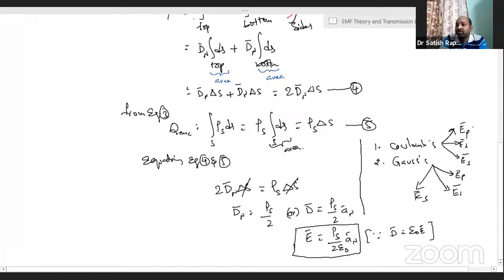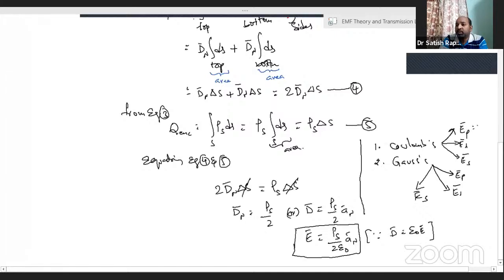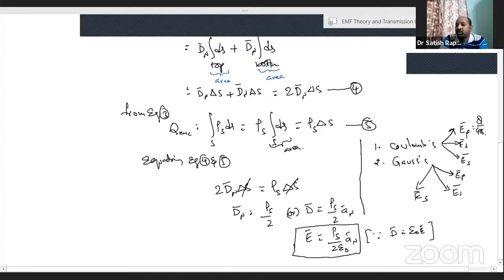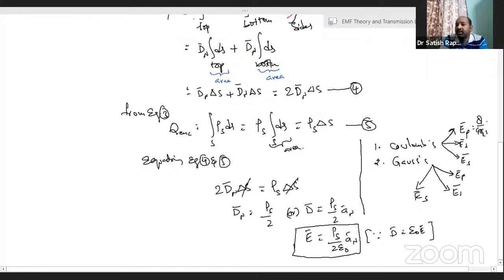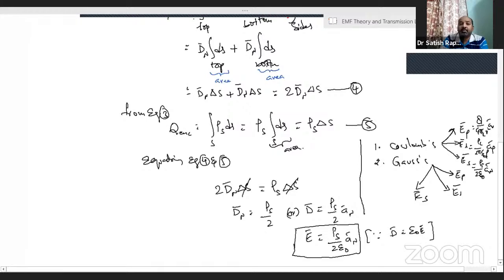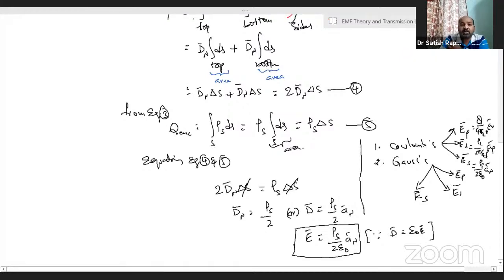Electric field due to a point charge is equal to q by 4 pi epsilon naught r square ar bar, and this is equal to rho l by 2 pi epsilon naught rho aero bar, and this is equal to rho s by 2 epsilon naught an bar, right? So these are the three expressions we have discussed so far, and the problems related to these three we have discussed so far. That's it, right?